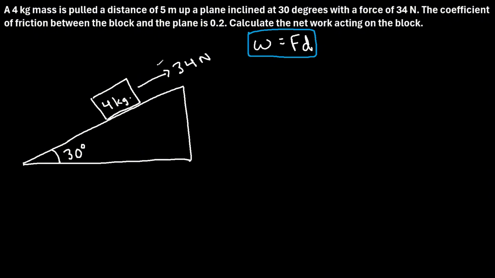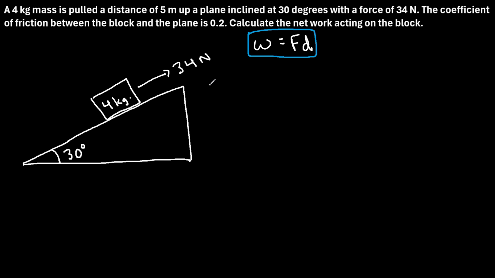Now, in this example, there's going to be 3 different work values that we're going to calculate. The first is the work done by the applied force. So again, there's a force that's pulling this block up this incline with a force of 34 newtons. So the first thing we're going to calculate is the work done by this applied force. Then we're going to calculate the work done by gravity, which will oppose this force, and we'll calculate the work done by friction, which will also oppose this force.